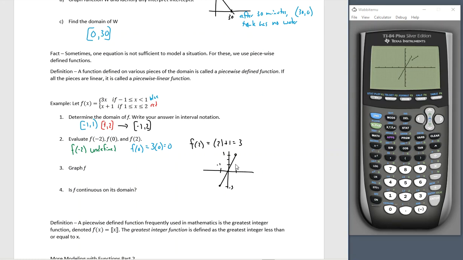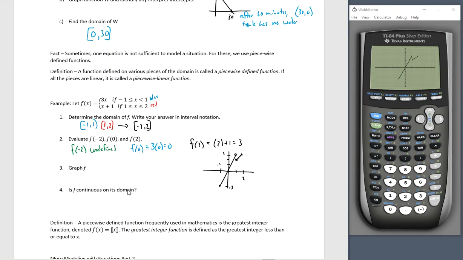1, 1. 1, 2. We'll have a solid point because when x is 1, 1 plus 1 makes 2. Add 1. So we're over here now at 2. Or equal to. Both of these ones are or equal to. That one is not. So that has an open circle. It's the only point on this entire graph that has an open circle.